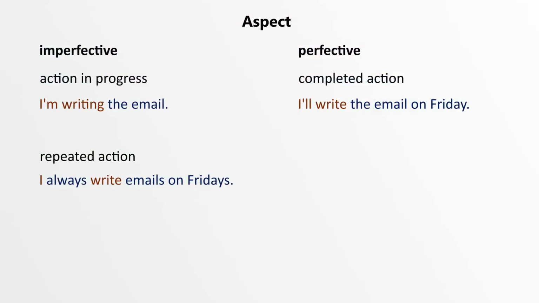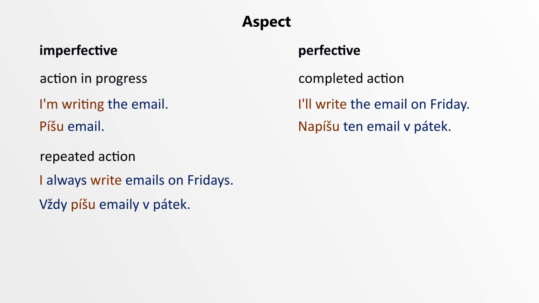Let's look at an example. Perfective, napíšu ten email v pátek. I will write the email on Friday. This describes a completed action. Imperfective, píšu email. I'm writing an email, or I write an email. This describes an ongoing action. The action is not finished. Vždy píšu e-maily v pátek. That is the repeated or habitual activity.